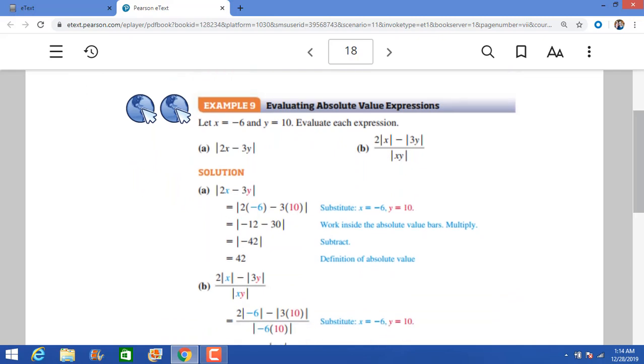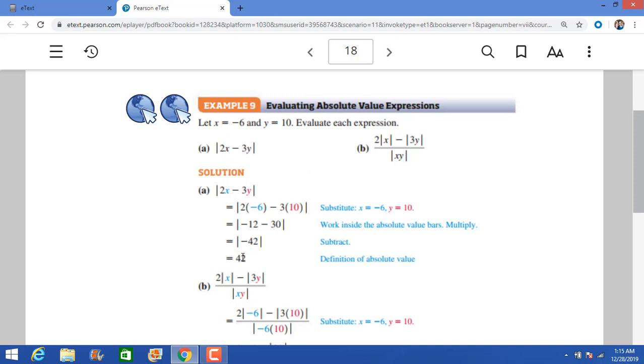Okay, so now let's look at example number 9. Evaluate the absolute value expressions. Let x be equal to -6, y equal to 10. So we're going to plug in -6 and 10 into these. This is going to be -6 times 2, which gives us -12, minus 3 times 10, which is 30. So we get -12 minus 30, which gives us -42. The absolute value of -42 is +42.